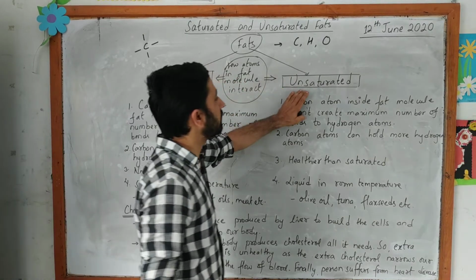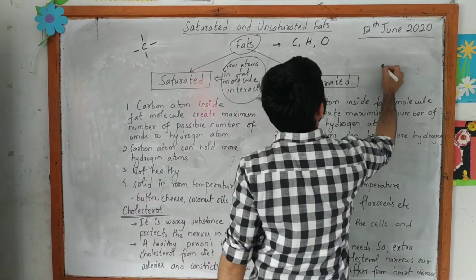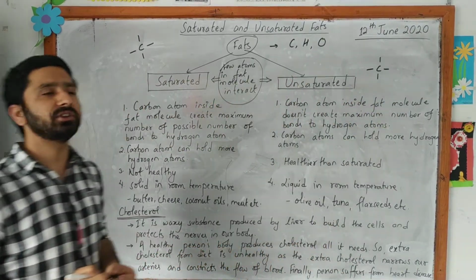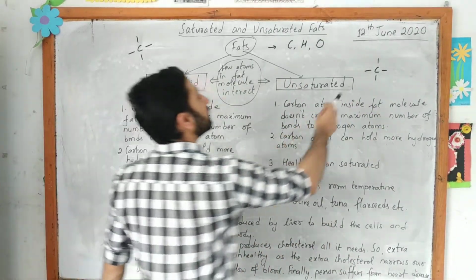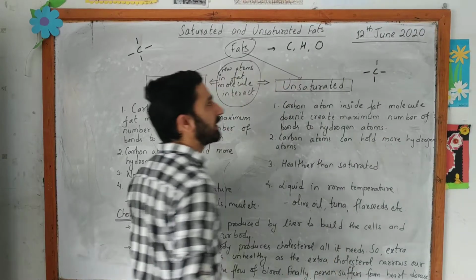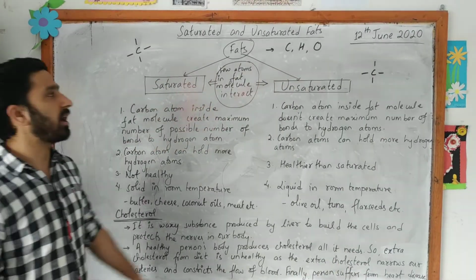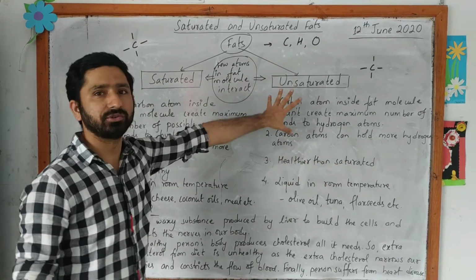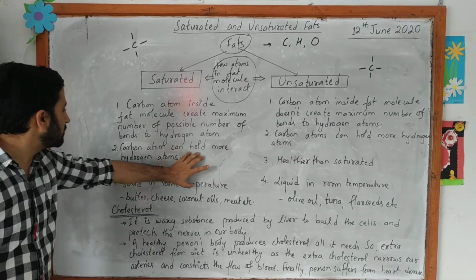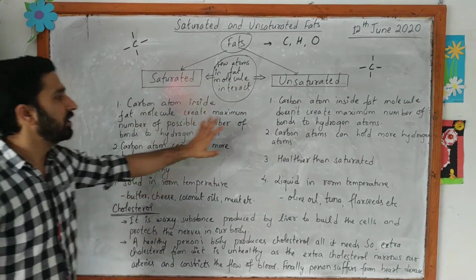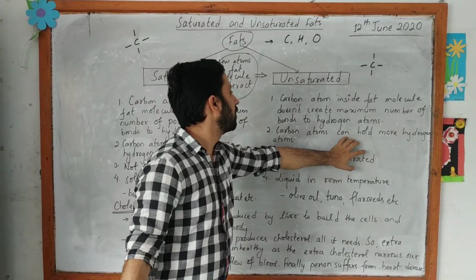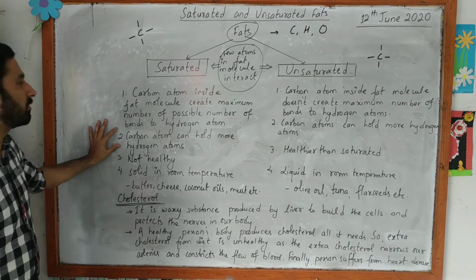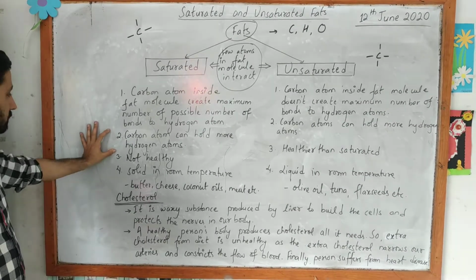In the case of unsaturated, the 4 bonds formed by the carbon with hydrogen are not all formed. All the 4 bonds are not occupied by hydrogen. That means it has the capability to hold more hydrogen. Saturated fat doesn't have the capability to hold more hydrogen atoms; unsaturated has the capability to hold more hydrogen atoms. The point number 2 is an illustrative view of point number 1.